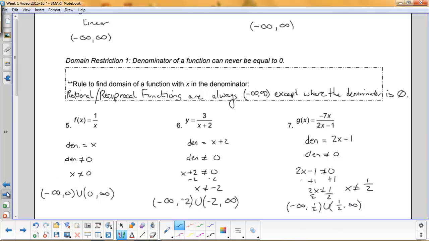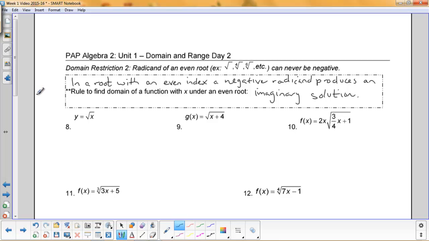All right, question number 8. Now we're getting into the second domain restriction that you're going to learn about today. Domain restriction number 2: when you have a radical, that's these symbols right here, and the index of that radical is even. Remember, a square root is 2. So that's 2, 4, 6, 8, and so on. You cannot have a negative radicand. Oh, the radicand. That's the number inside the radical.